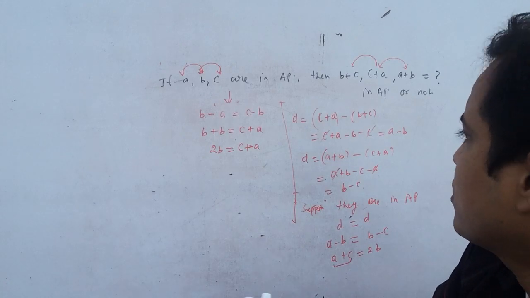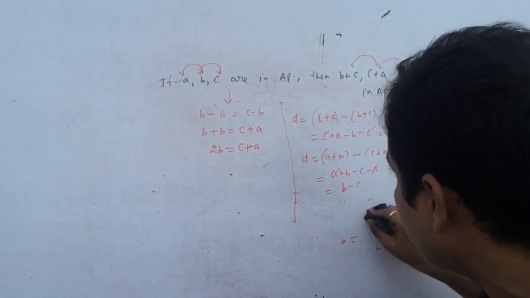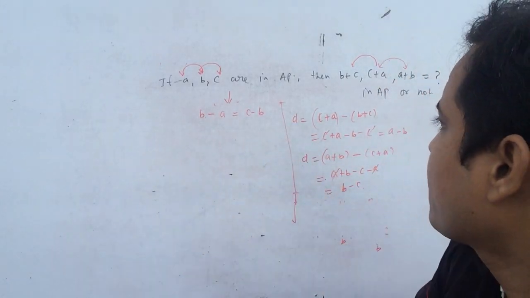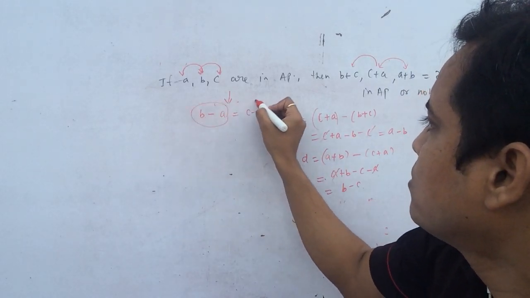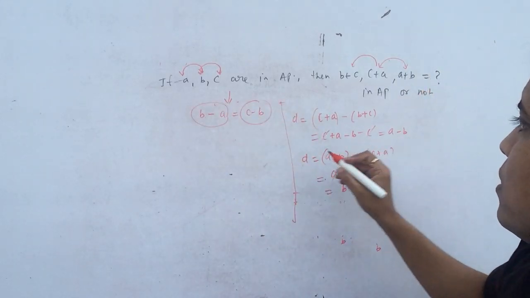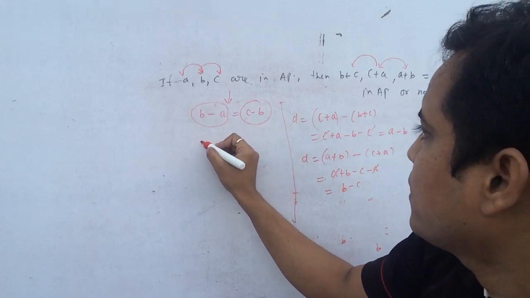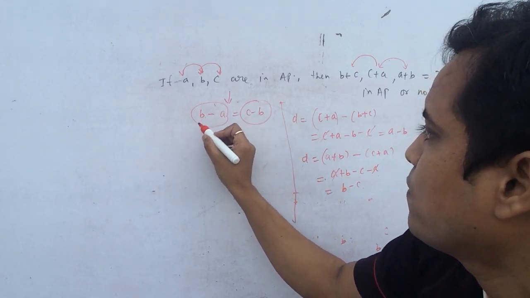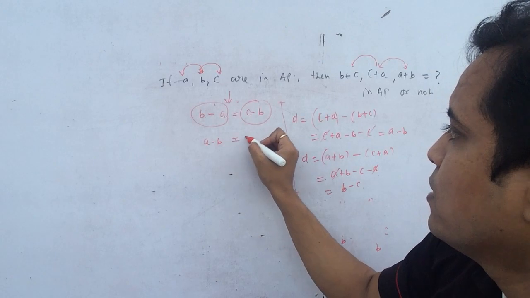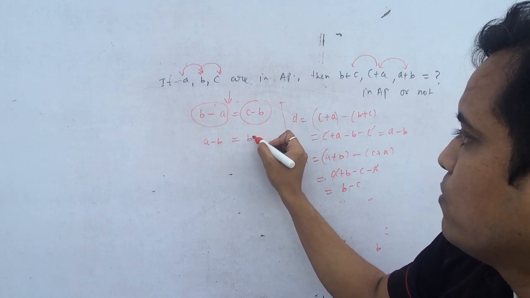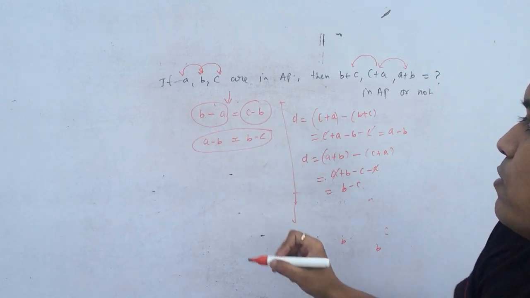Oh, no, you can also use, do not solve this. We have B minus A equal to C minus B at the place of B minus C. So we can write A minus B. Also, if I take minus common here and here also minus common, then A minus B would be equal to B minus C.